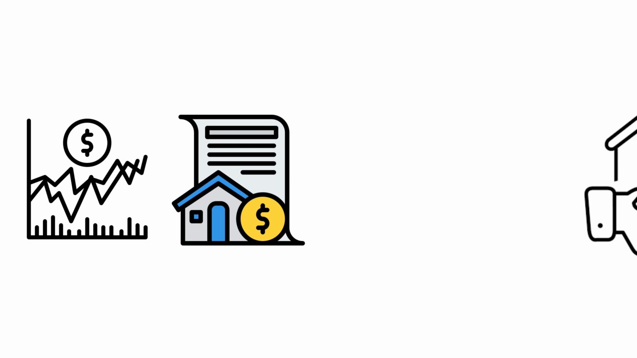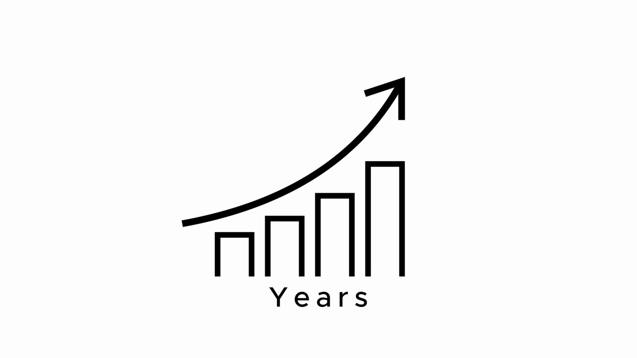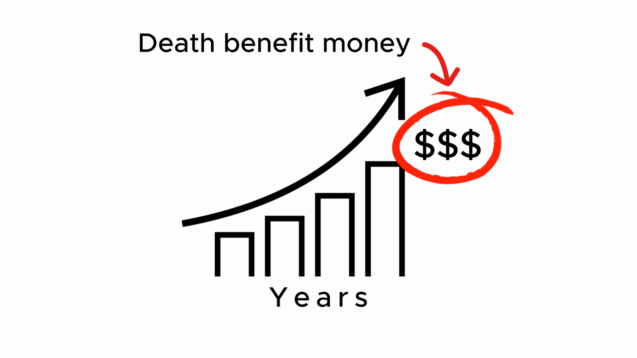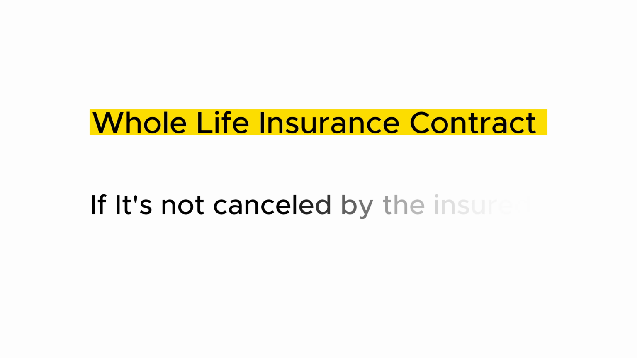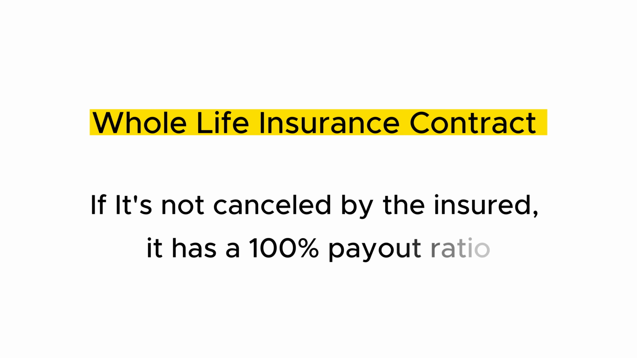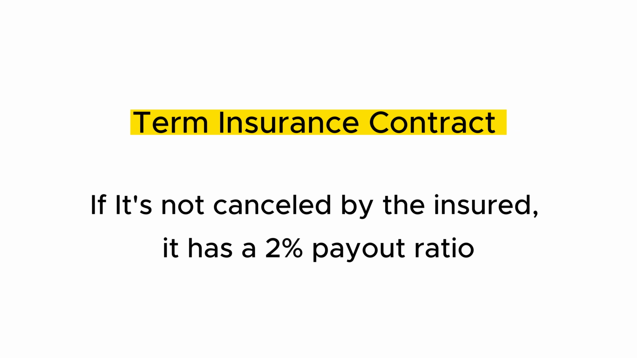Well, there's 2 things. One, they take it and they invest it. They invest it in the stock market, in mortgages, in real estate, in bonds. And the reason they do that is they have to let that money grow so they have enough money in reserve to pay the death benefit in the future. Because with a whole life contract, if it's not canceled by the insured, it has a 100% payout ratio. Term insurance has a 2% payout ratio.